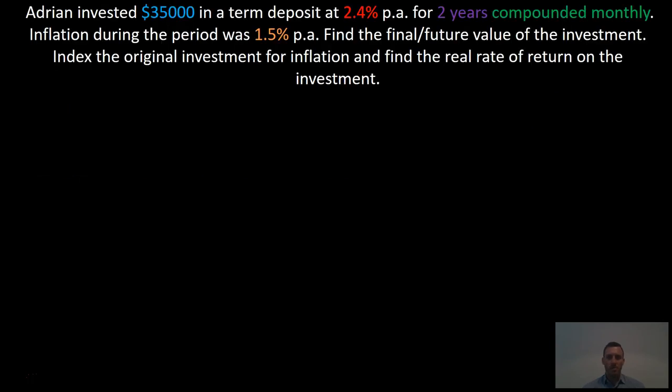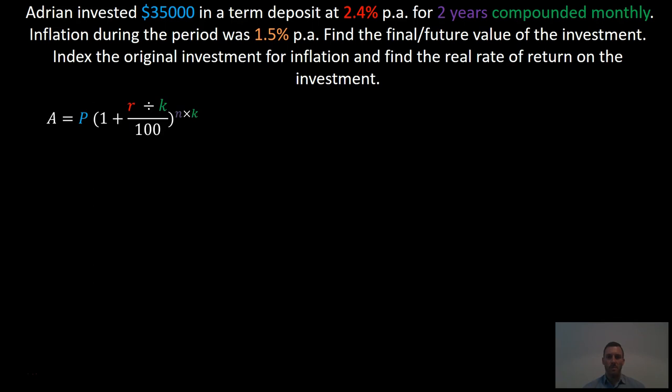Let's look at an example. Adrian invested $35,000 in a term deposit at 2.4% per annum for 2 years compounded monthly. Find the total or future value of the investment. Inflation during the period was 1.5% per annum. Index the original investment for inflation and find the real rate of return on the investment.